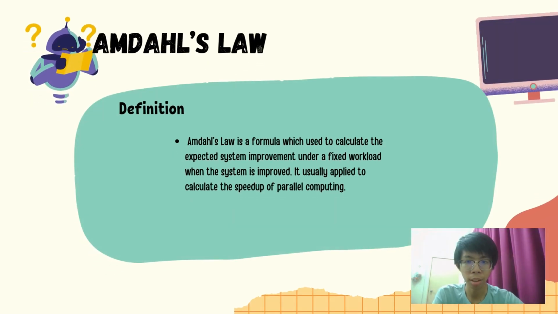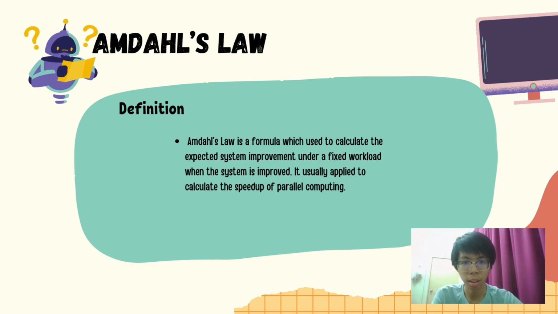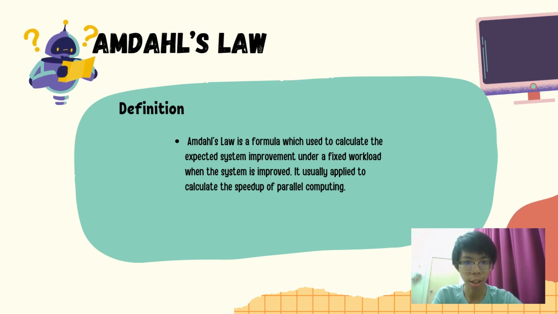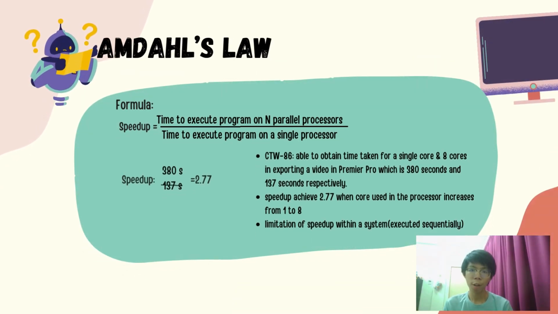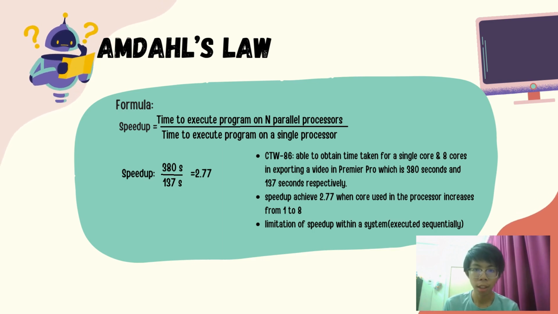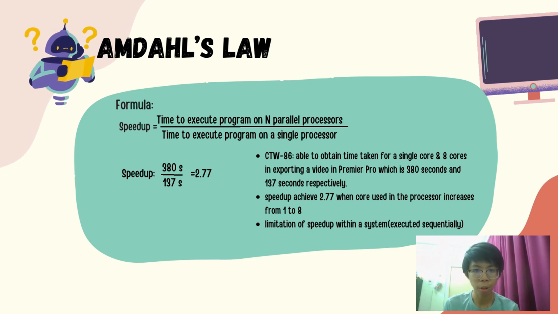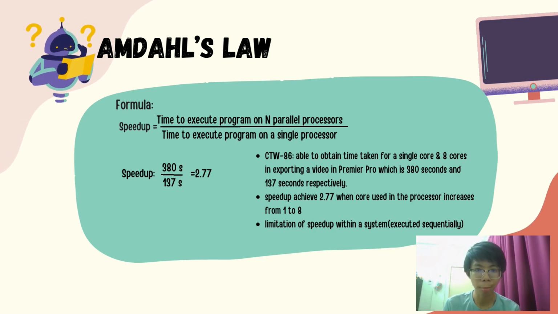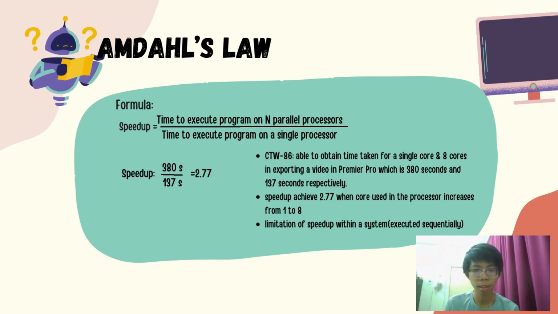For Amdahl's law, so what is Amdahl's law? Amdahl's law is a formula used to calculate the expected system improvement under a fixed workload when the system is improved, and is usually applied to calculate the speedup of parallel computing. The speedup formula is the time to execute a program on a single processor divided by the time to execute the program on a parallel processor.